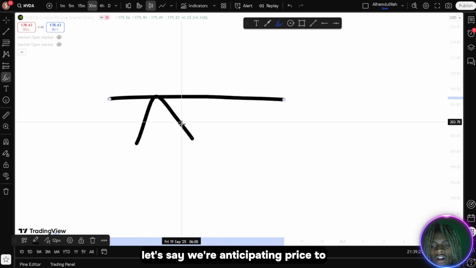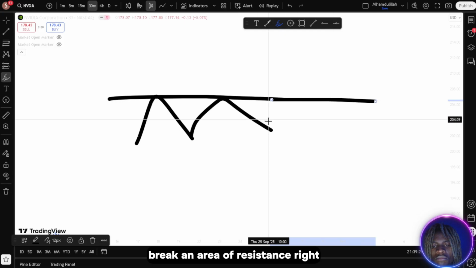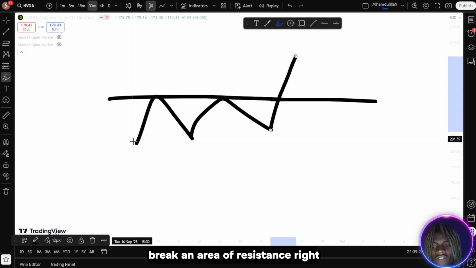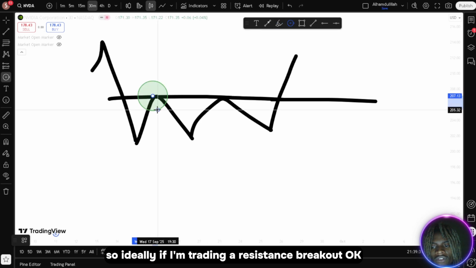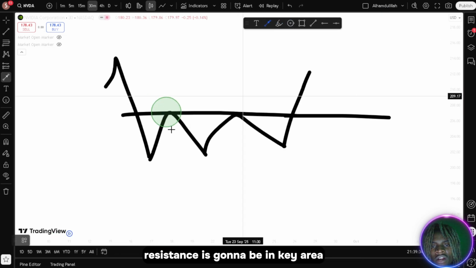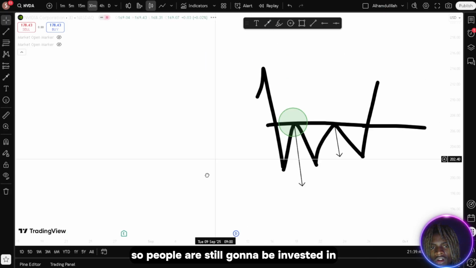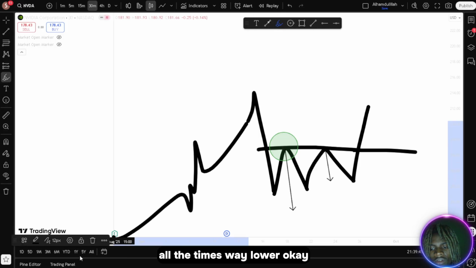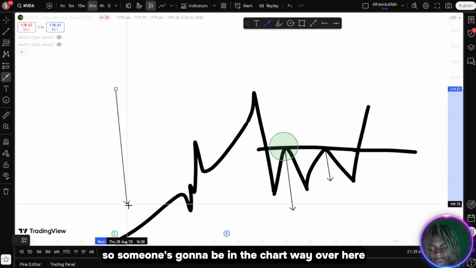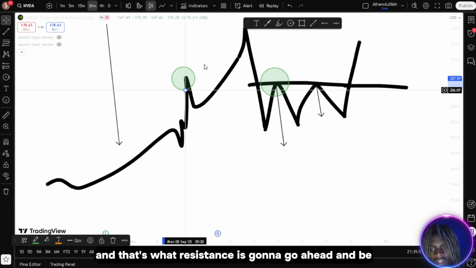Let's say we're anticipating price to break an area of resistance, right? So ideally, if I'm trading a resistance breakout, and resistance is going to be in a key area where sellers are going to be stepping in, so price is going to head in a downwards direction. This is the left to right chart. People are still going to be invested, a lot of times way lower. Someone's going to be in the chart way over here, so eventually they're going to take profit, and that's what resistance is going to be.